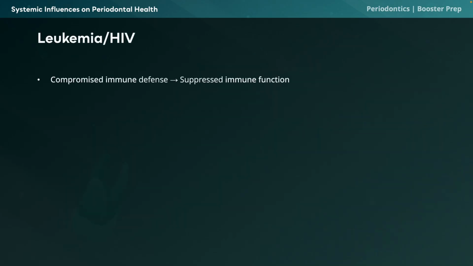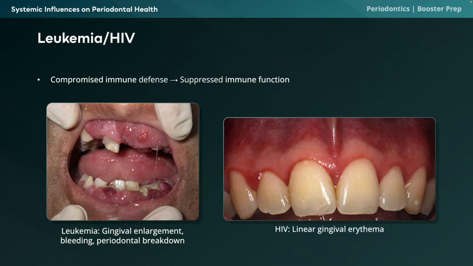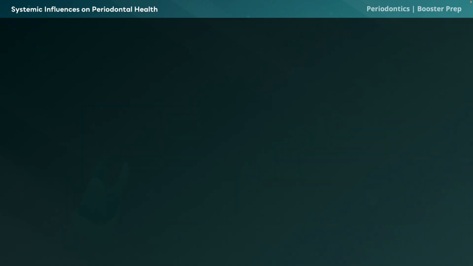Moving on. Systemic conditions like leukemia and HIV essentially weaken the immune system to a point that the body has a hard time fighting back. For leukemia, this can manifest as gingival enlargement, bleeding, and increased vulnerability to periodontal breakdown. In HIV, you'll typically see linear gingival erythema instead.